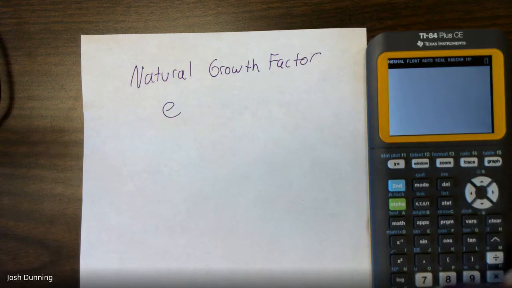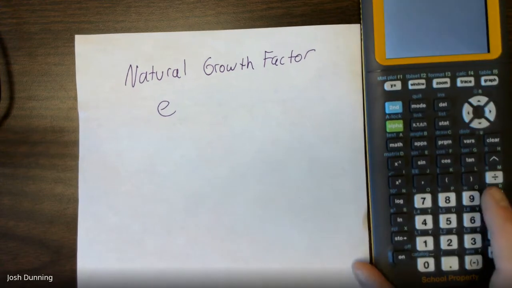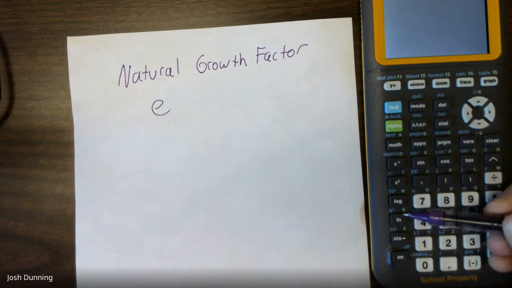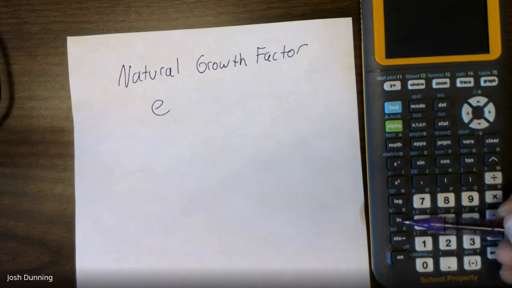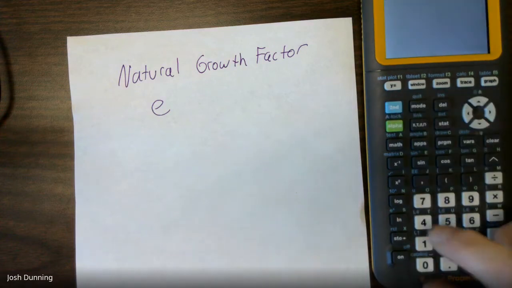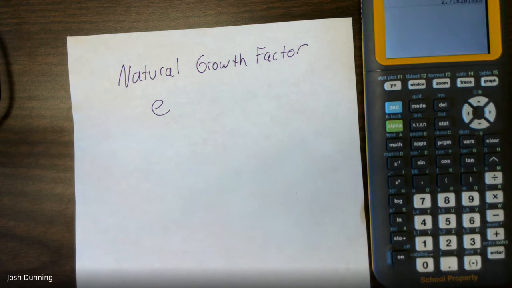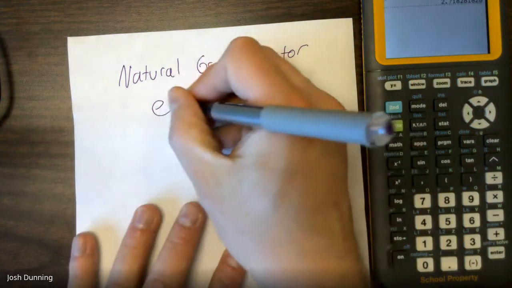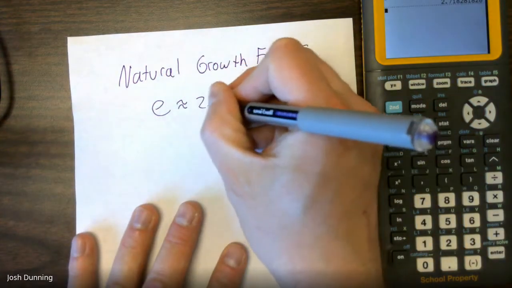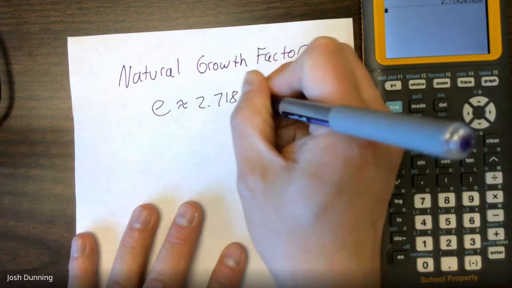E, and we see right here, slide this up. In blue, there's an e to the x, and it's the second function of this button ln. Now I'll talk about that in 1 second. It's second e, and we'll just see what it is. E to the first is just e. So it's about equal to 2.718 and so on.